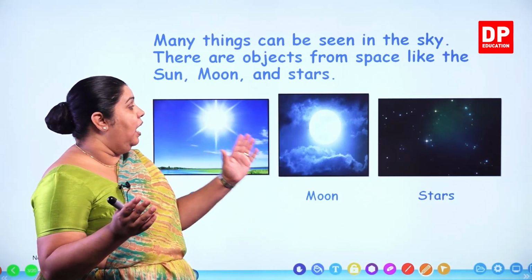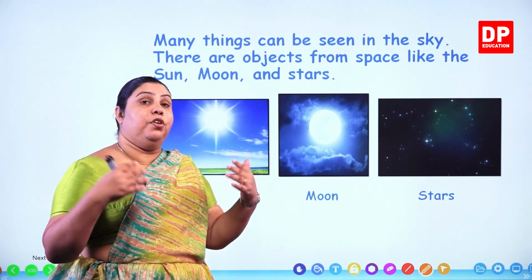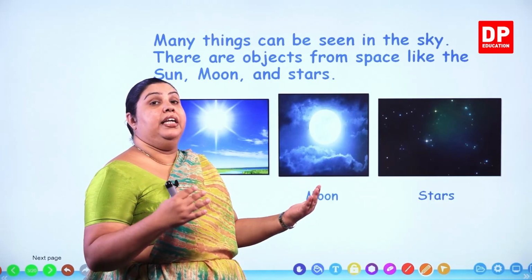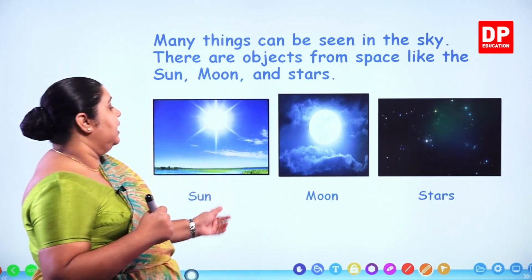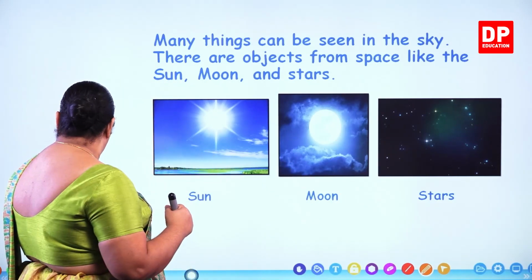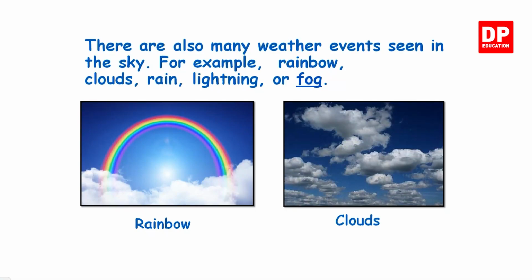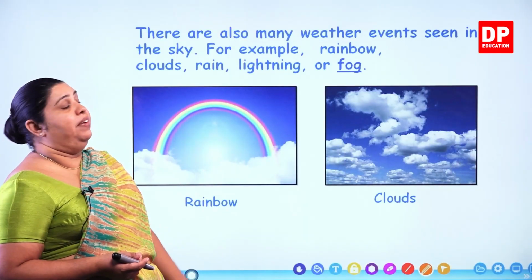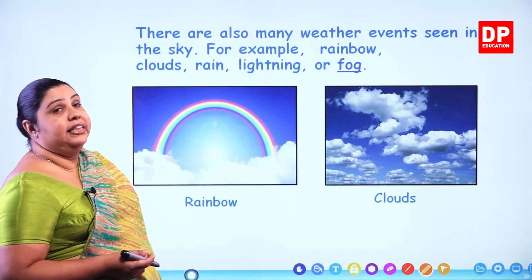So these are the main things that we see from the space, from the sky. In the sky we see the sun, moon and the stars. Apart from that, there are also many weather events seen in the sky.